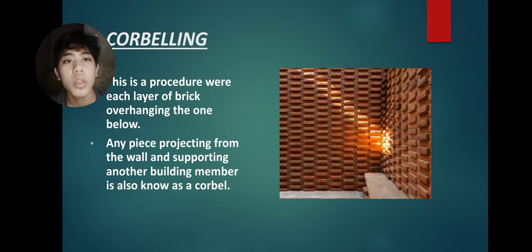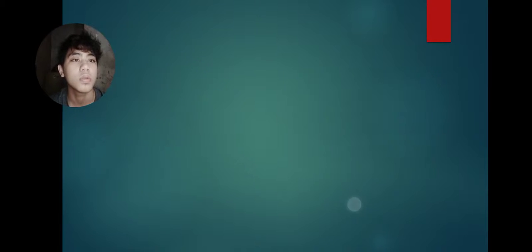Corbelling. This is a procedure where each layer of brick overhangs the one below. Any piece projecting from the wall and supporting another building member is also known as a corbel. So kaning corbelling gituyo ni siya para supporting another, and it also is known as corbel. So diri na picture makita na to na murag ilang gisuportahan ang matag usa para mas masulid ang isa ka building or structures.